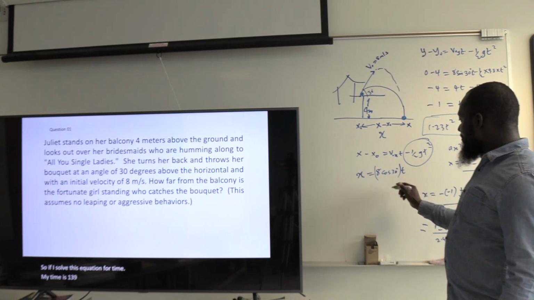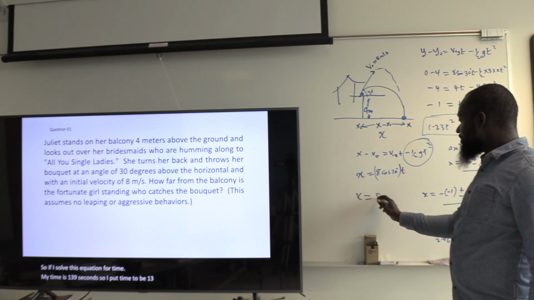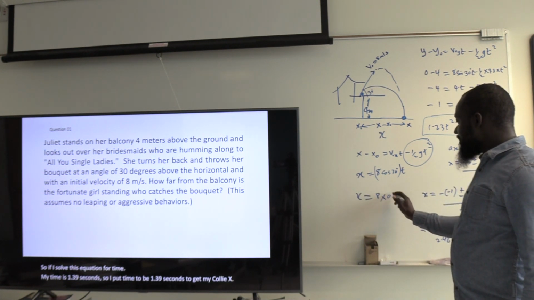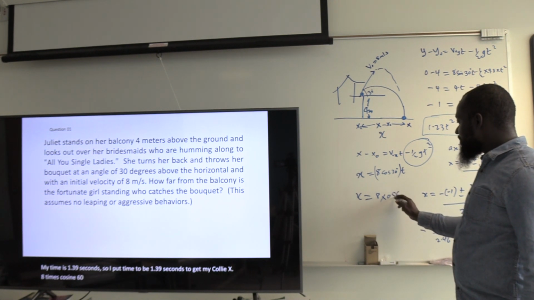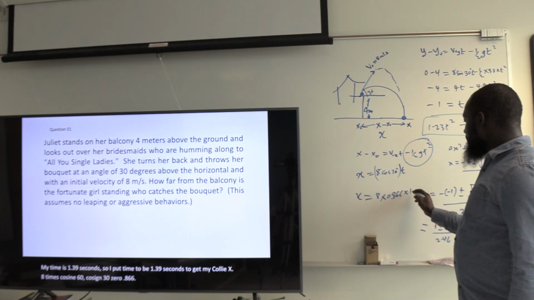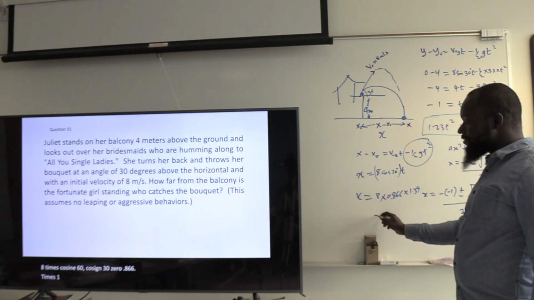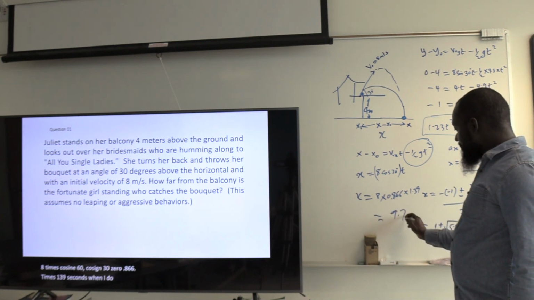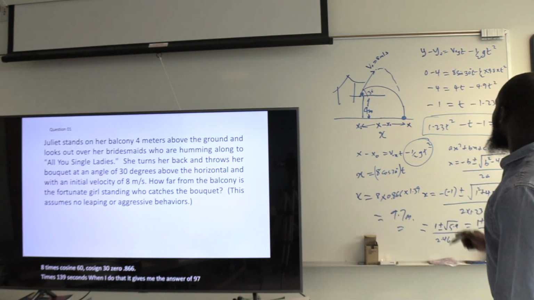So I put time to be 1.39 seconds to get my curly x. 8 times cosine 30, 0.866, times 1.39 seconds. So when I do that, it gives me the answer of 9.7 meters. So that's how far she's standing.